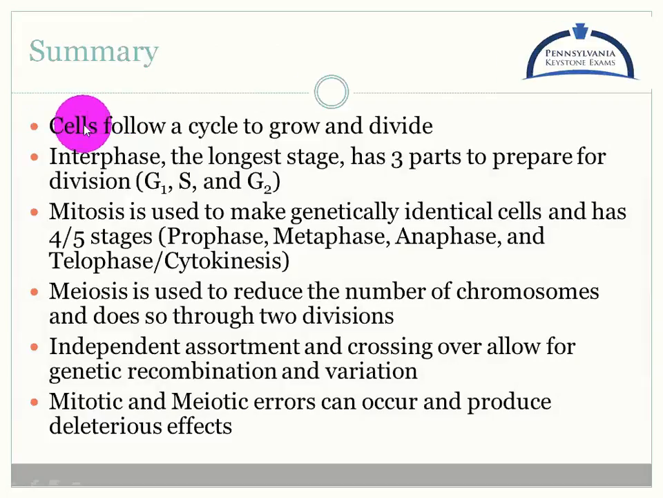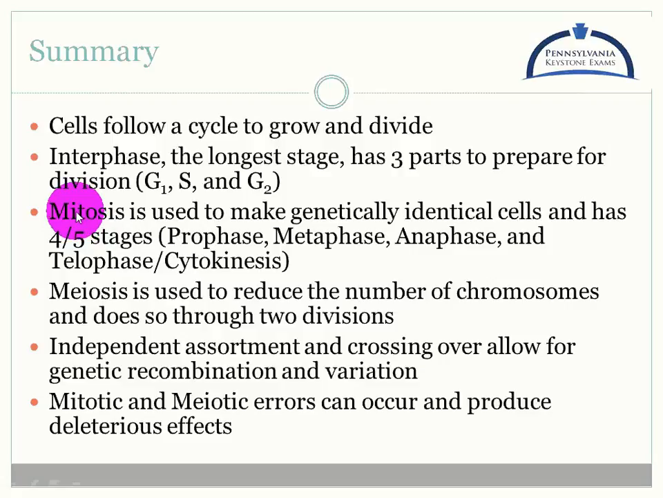So to sum things up, cells follow a cycle to grow and divide, and we have one long part of the cell cycle called interphase, and it has 3 parts, G1, S, and G2. The small part is called mitosis. That's all about dividing the nucleus, nuclear division. And in regular mitosis, we want genetically identical cells, and we have 4, sort of 5, stages: prophase, metaphase, anaphase, telophase, and cytokinesis, and cytokinesis and telophase happen at the same time.